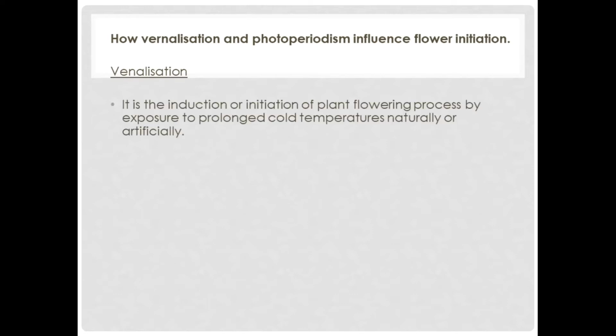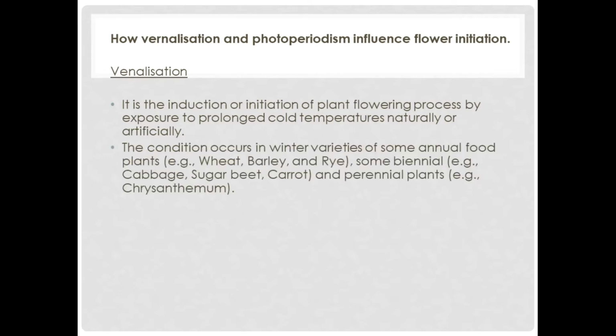Vernalisation is the induction or the initiation of a plant flowering process by exposure of a plant to prolonged cold temperatures, naturally or artificially. So vernalisation simply is exposing a plant to a cold stimulus so that flowering can be initiated. The condition usually occurs in winter varieties of some annual plants, for example, wheat, barley, or rye, and some biennials such as cabbages and sugar beets, and also some perennials.